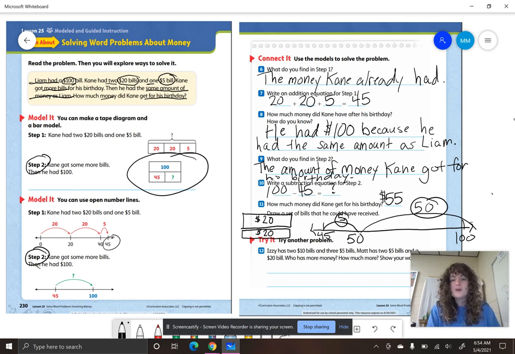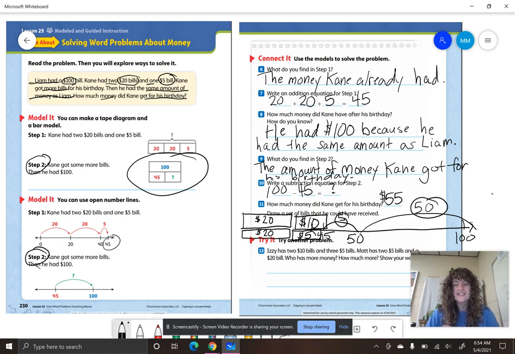I'm needing to get to 55. What is the next dollar bill that I could add to my 2 $20 bills? I could add $1 bills, $5 bills, $10 bills, or $20 bills. What do you think I should add next? I'm going to add a $10 bill because 40 plus 10 equals 50. And then I only need $5 left, so I'm going to add a $5 bill.